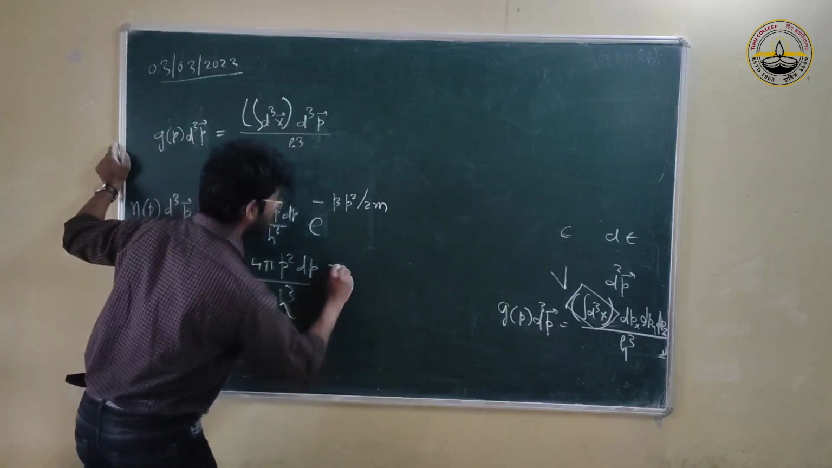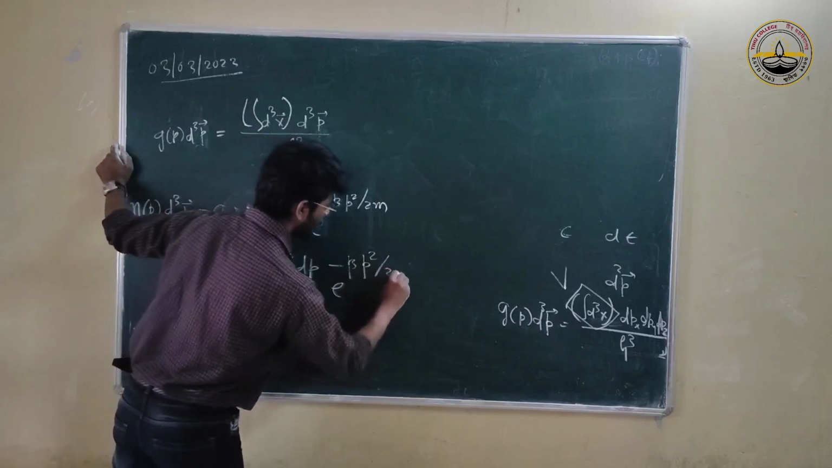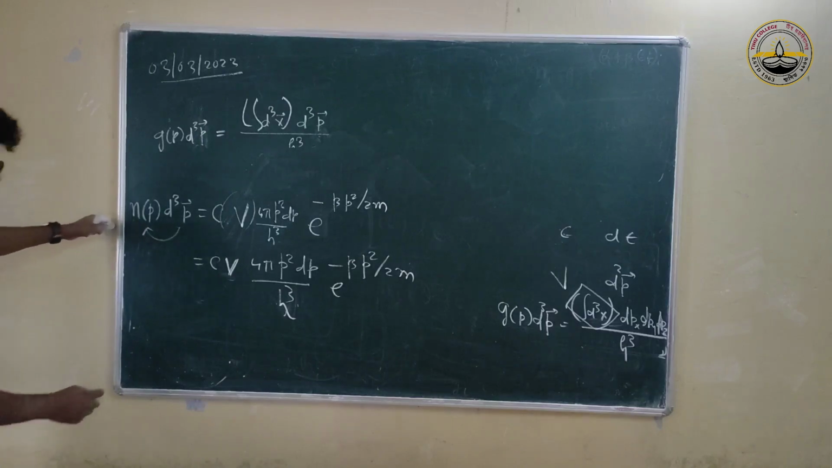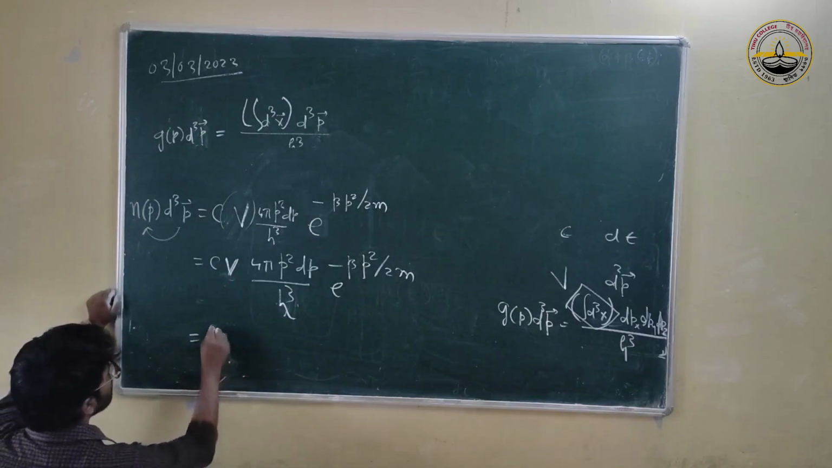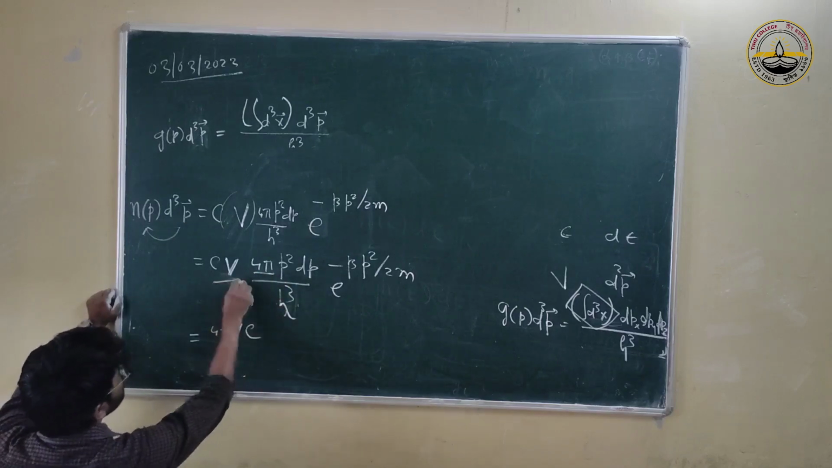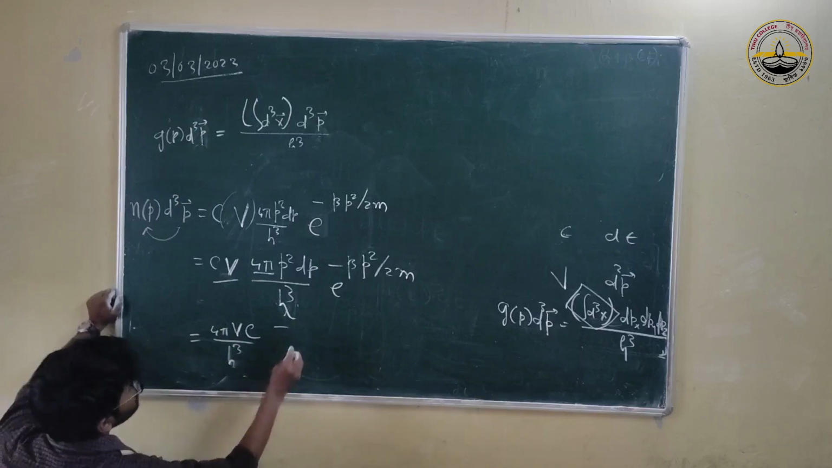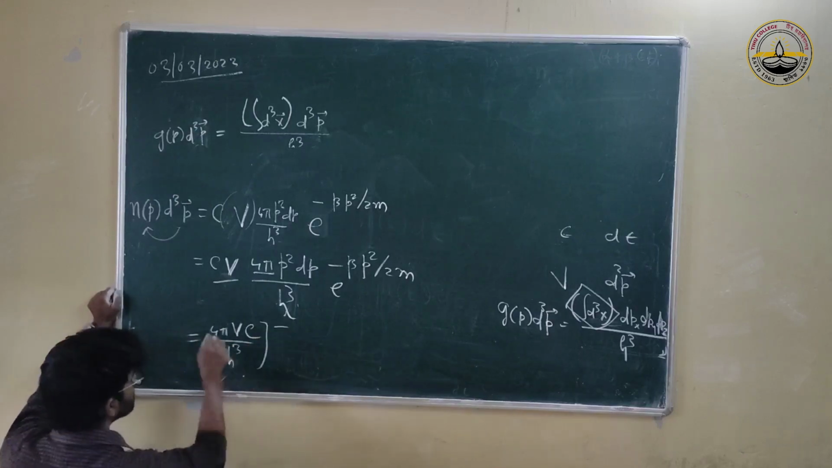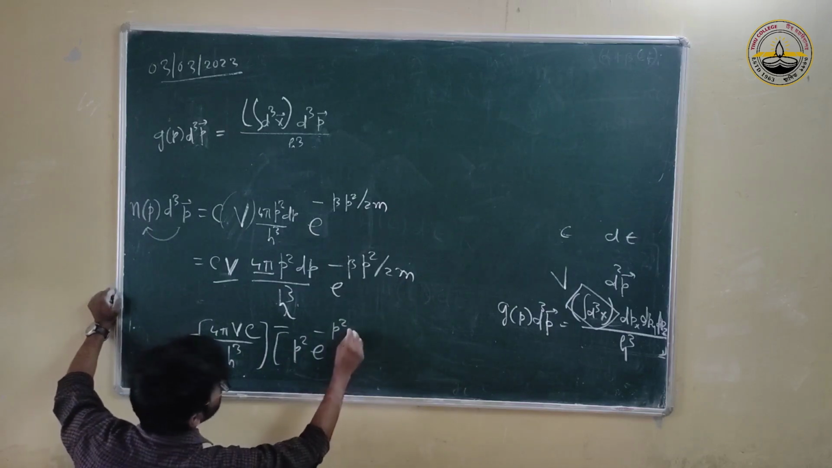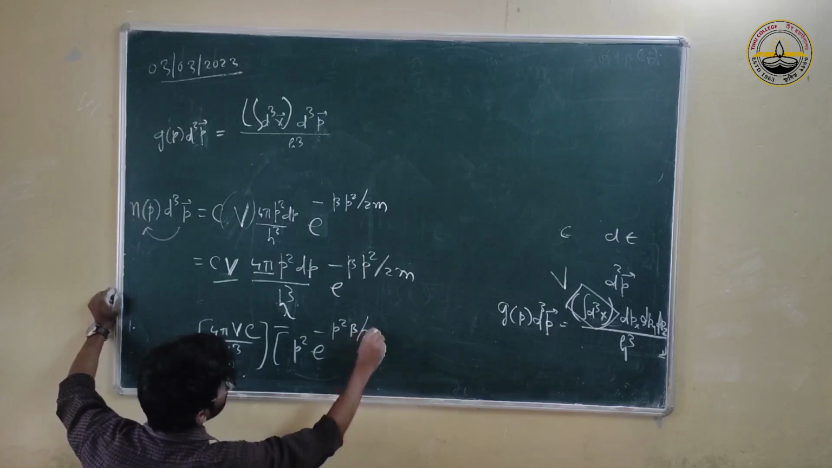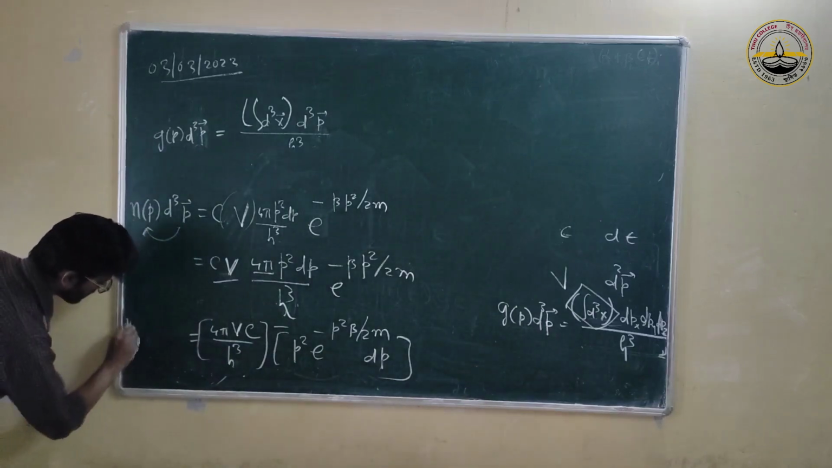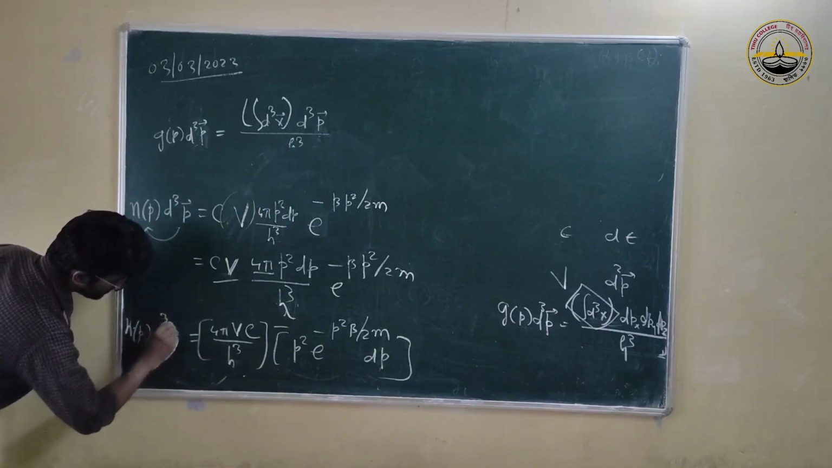And e to the power minus beta p square over 2m. This is our final result. So 4 pi V C, let me write all the constants in one part, over h cubed, and then here p square e to the minus p square beta by 2m dp. That is our N_p d3p.